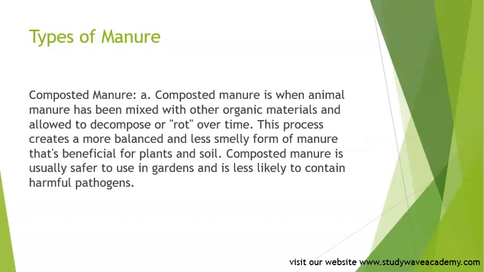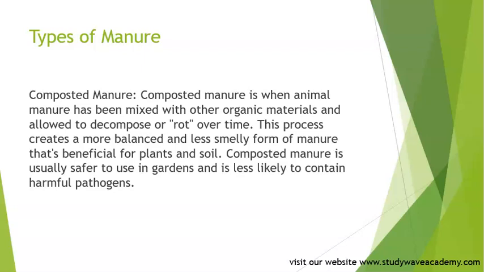we have the composted manure. The composted manure is when animal manure has been mixed with other organic materials and allowed to decompose or rot over time. This process creates a more balanced and less smelly form of manure that is beneficial for the plant and soil. Compost manure is usually safer to use in gardens and is less likely to contain harmful pathogens, meaning all those little germs, little diseases.